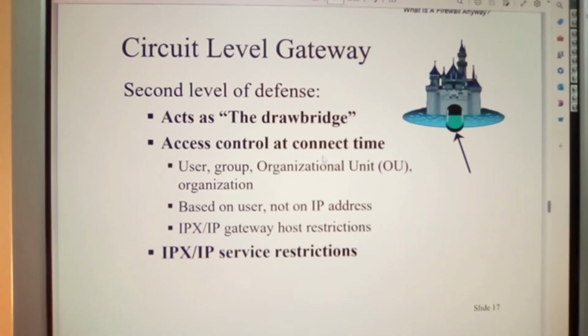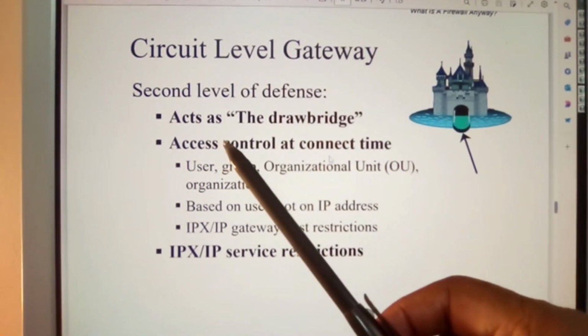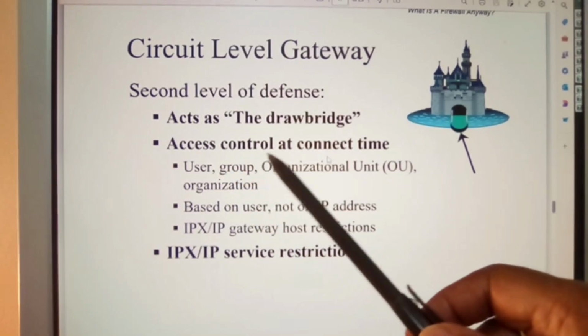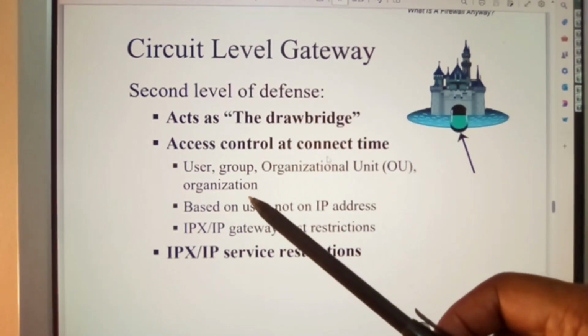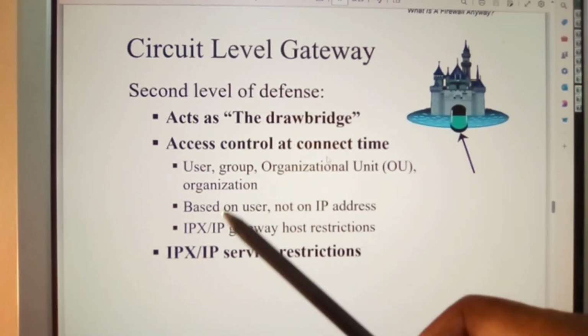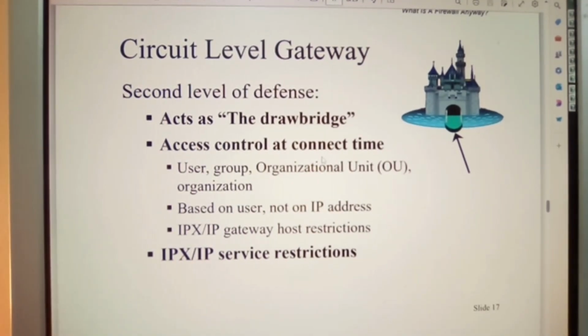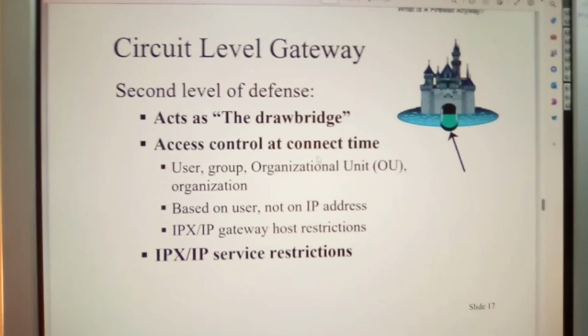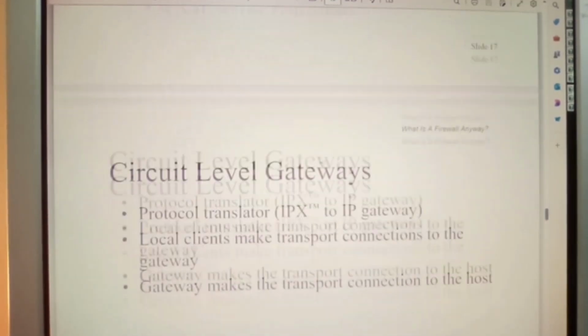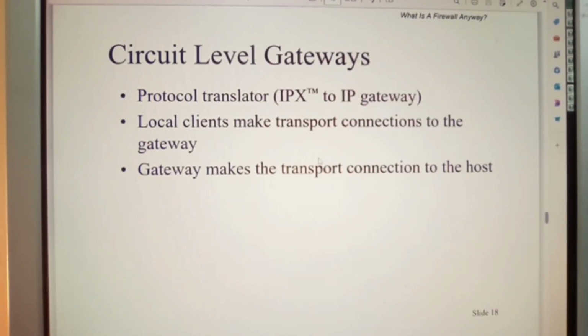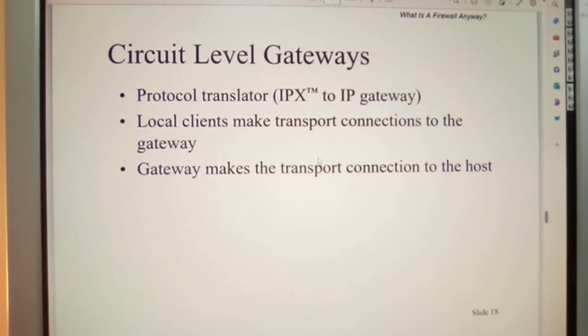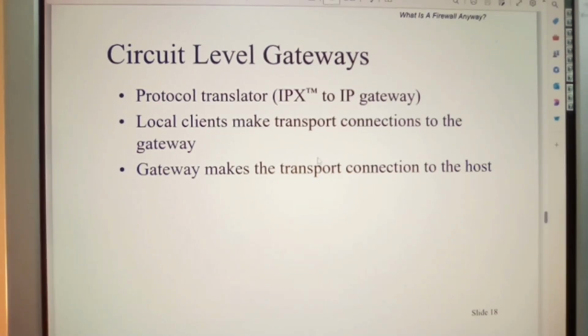Circuit level gateway. Second level of defense, acts as the drawbridge, access control at connect time, user group, organizational unit, based on user, not on IP address. Circuit level gateways are a protocol translator. Local clients make transport connections to the gateway. Gateway makes the transport connection to the host.